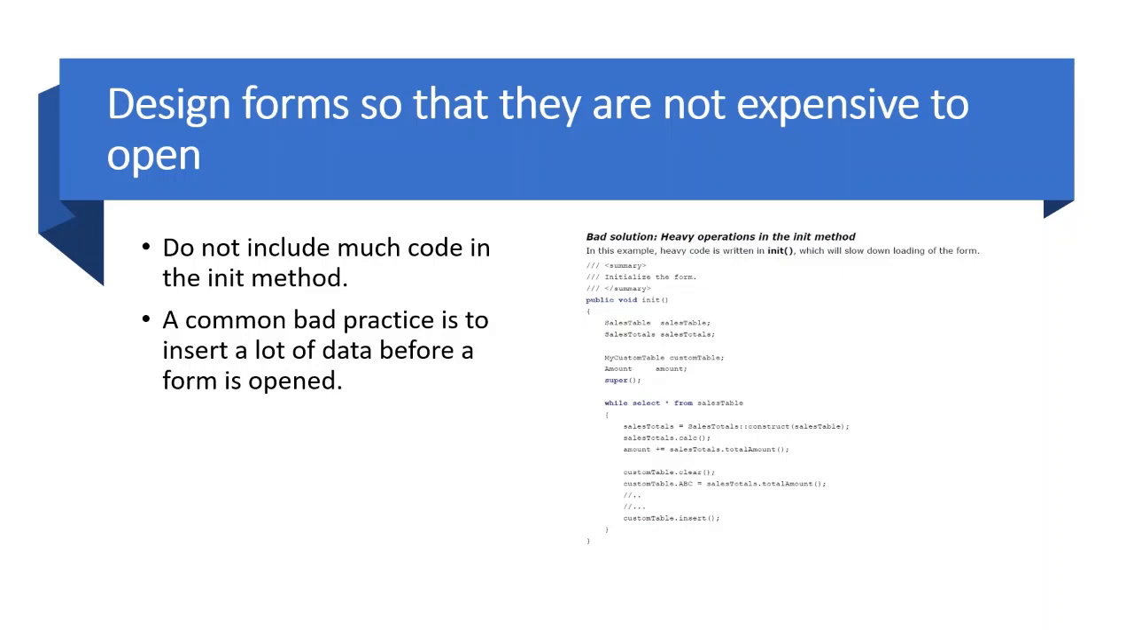There is an amount field. There is a super method. And after the super method, there is a while loop which does certain things. So first of all, it's okay. Generally, it's not a recommended practice to write anything after the super method, but if you are writing it, it's fine. It will take some time, but never have such huge operations like a while loop running after the super, and that too in the init method. A form will take a very long time to open. So do not include much code in the init method.